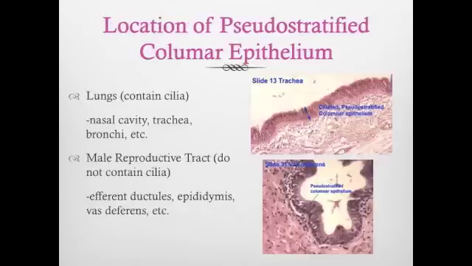As you know, pseudostratified columnar epithelium can be found in your respiratory tract, which may include your lungs, trachea, bronchi, and nasal cavity. If you look at the picture to the upper right, you can see the tissue in your trachea. Notice how they contain cilia coming out of the apical surface.